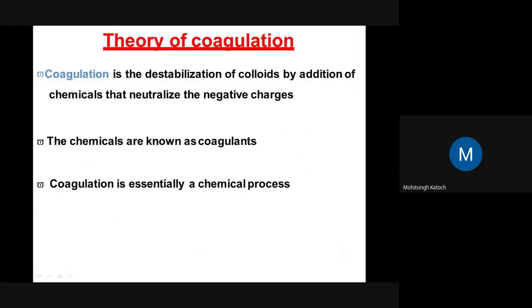So we will now have a look at the theory of coagulation, and how coagulation and flocculation help in sedimentation. Coagulation is the destabilization of colloids by the addition of chemicals that neutralize the negative charge. We know that there are basically three types of impurities: suspended impurities, dissolved impurities, and colloidal impurities. These are the three major impurities in water.